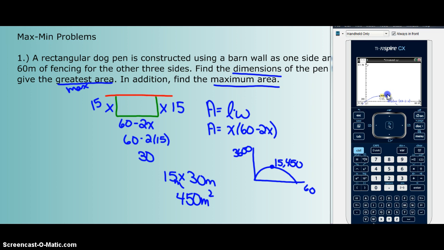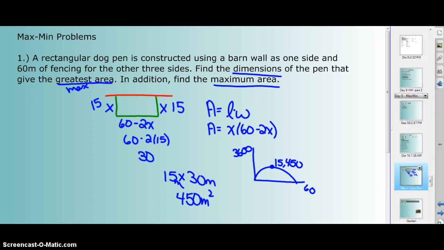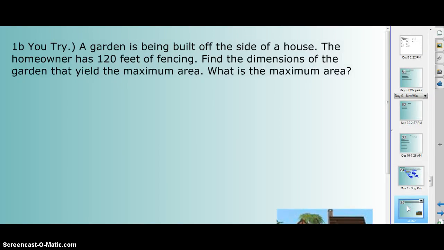Okay, now you are going to try one. It's the next one on the page. Here you go. So take a second, look through this one. I'll pause it for you. And for this one, you should have come up with 30 feet by 60 feet and a max area of 1,800 feet squared.